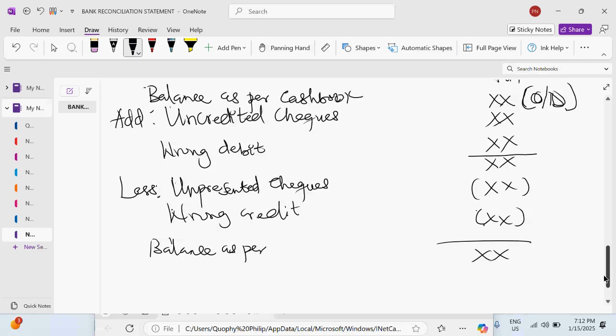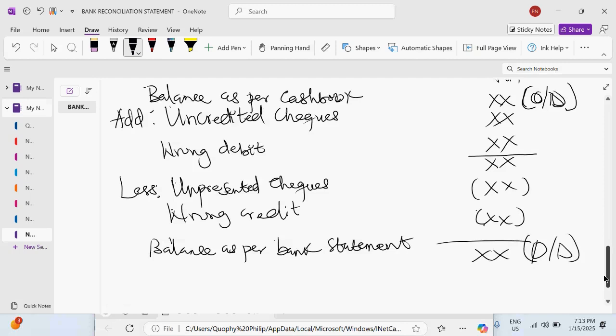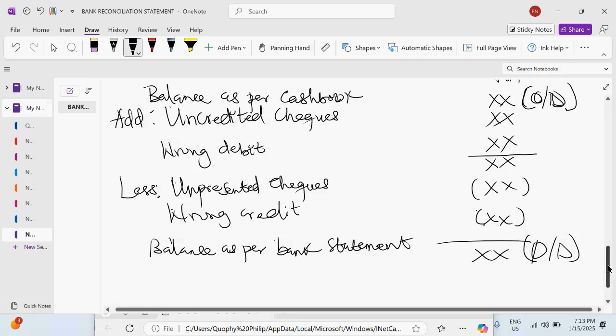What will be the name of the balance? Overdraft. As per bank statement. You started with balance as per. The whole thing is cash book and bank statement. So if you don't see bank statement, you see cash book, right? So this is the whole format, right?